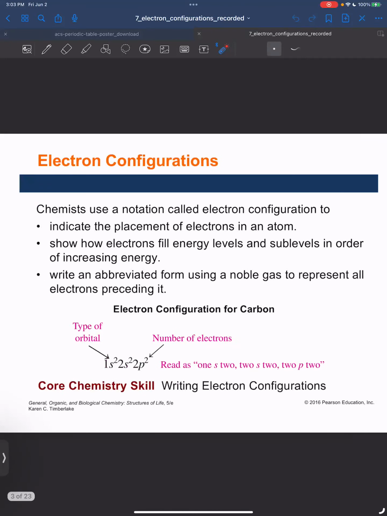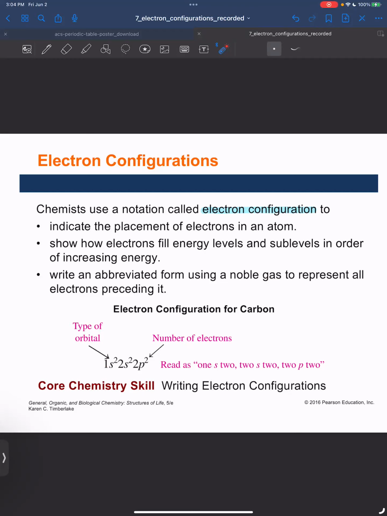Now, chemists use a notation called electron configuration to indicate the placement of electrons in an atom. So this is like the electron-specific address for their apartment. This will help us show how electrons fill the energy levels and the sublevels in order of increasing energy. So you will always start every electron configuration with 1s. And then you can also write an abbreviated form using a noble gas to represent the electrons preceding it. I will show both ways, the long version and the abbreviated version, for writing electron configuration.